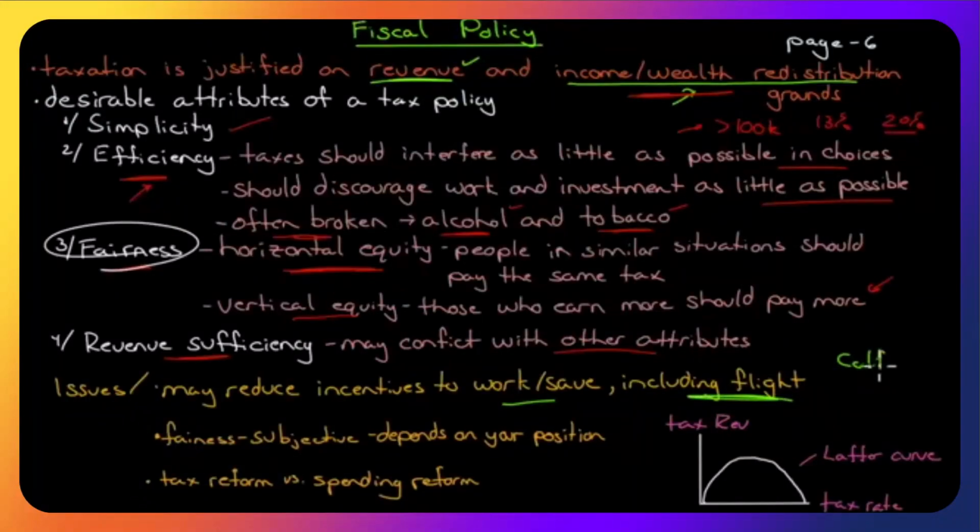Issues with taxes and the level of taxes may reduce incentives to work and save, including flight. California is already seeing this. And I'm in a province in Canada in which my total tax rate is 53.5%. There is some talk with the new budget coming out later on. I'm doing this in March. We usually get the budget near the end of March. There is some talk that this top tax rate will go to 56%.